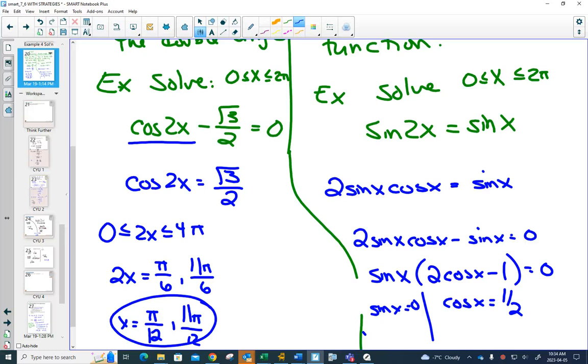Those are all values on your pi plate. Your y coordinate is 0 at 0, pi, and 2 pi. And cos is a half. That's your pi over 3 family in quadrant 1 and in quadrant 4.